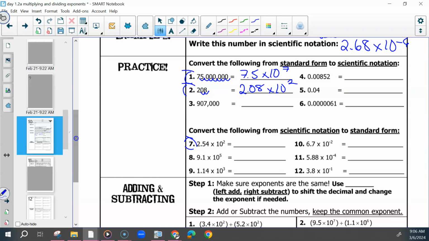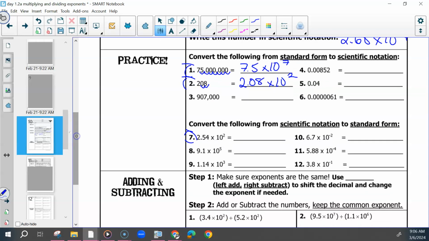For number 7, we are in scientific notation. We're converting it back to standard form, so just writing out what the number would be. So we're going to take the decimal and we're going to move it back 2 places. So that would be 254. Any other ones we want to see from that section before we move on?